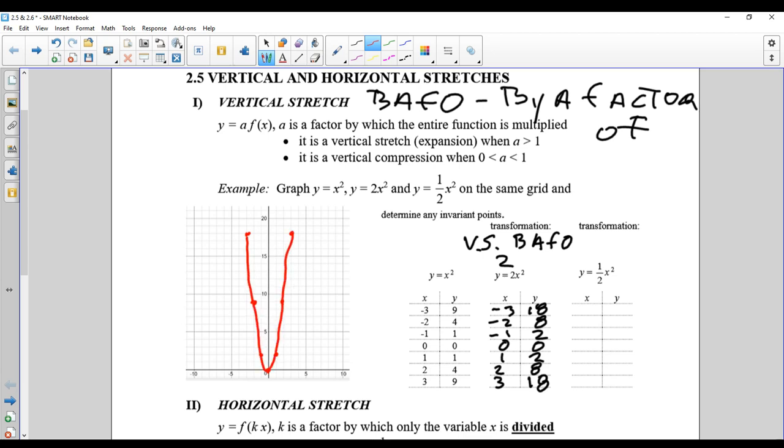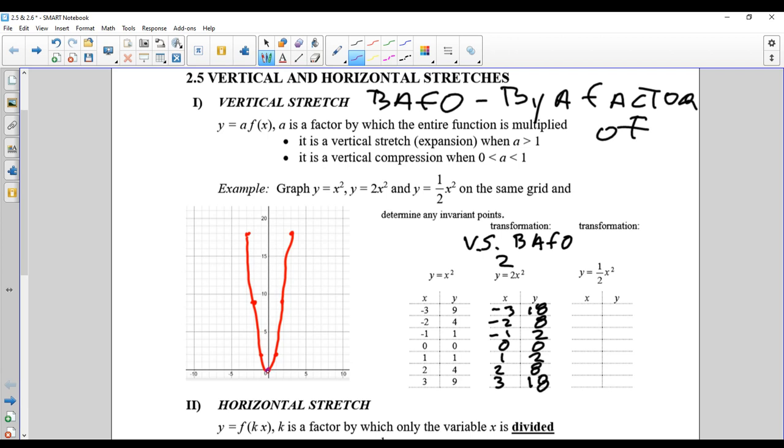So that represents your stretched y equals x squared function by a factor of 2. Very slim, very narrow, compared to the original function. In fact, I'm going to go ahead and draw the original function in as well to compare the two. So I'm going to put that in a different color. I'll use purple for that.